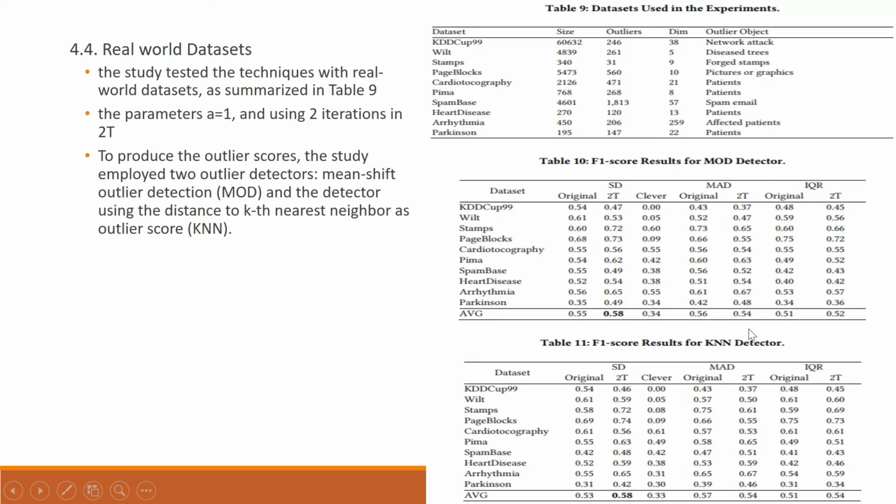Similar results can be seen for MAD and IQR with the MOD detector algorithm. With KNN also, it has improved the average F1 score. Here it is slightly decreased, but about the same. Here it has again improved.